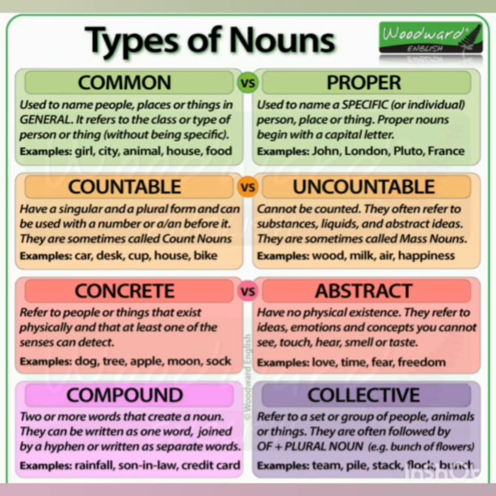Next is compound noun. Two or more words that create a noun is called a compound noun. They can be written as one word, joined by a hyphen or written as separate words. For example, rainfall, son-in-law, credit card, etc.